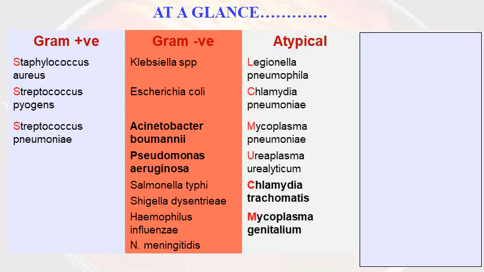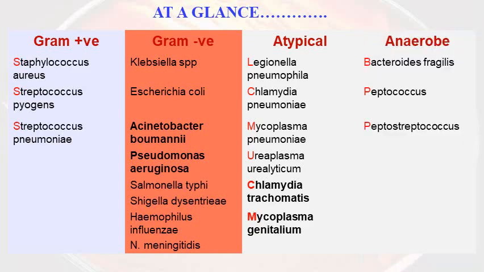In atypical, some examples are Chlamydia pneumoniae, Mycoplasma pneumoniae, Ureaplasma urealyticum, Chlamydia trachomatis and Mycoplasma genitalium. And for anaerobes, a few members are Bacteroides, Peptococcus and Peptostreptococcus.